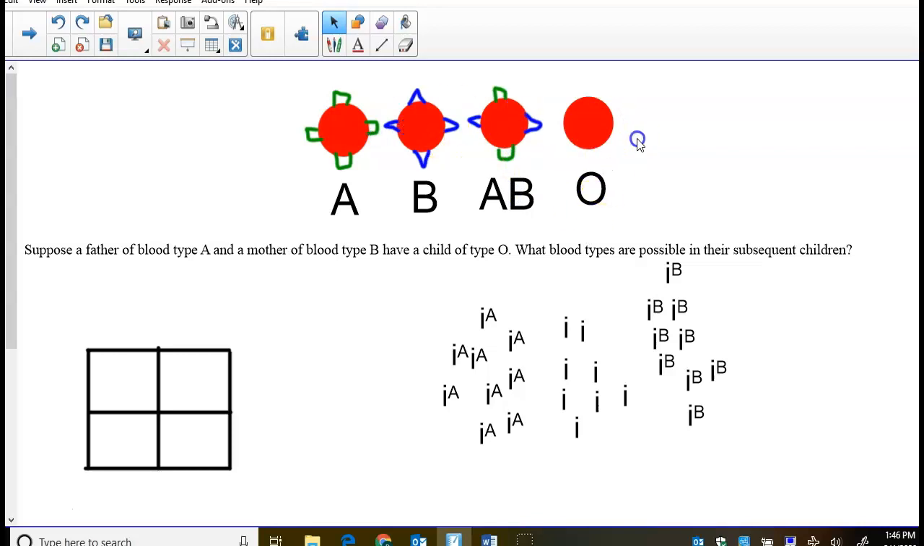Now, all 4 of these red blood cells have the same exact job. They carry oxygen. That's all they do. That and carbon dioxide, right? They transport oxygen to the cells, and they carry the carbon dioxide back to the lungs to get reoxygenated.